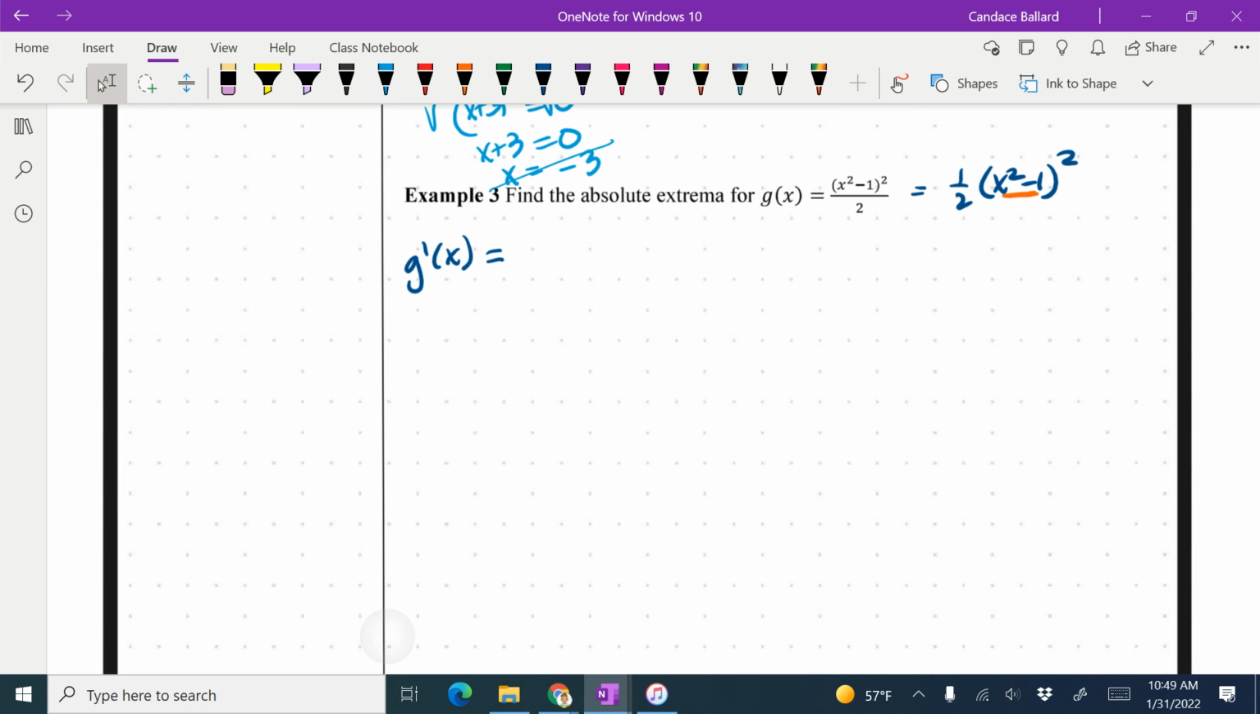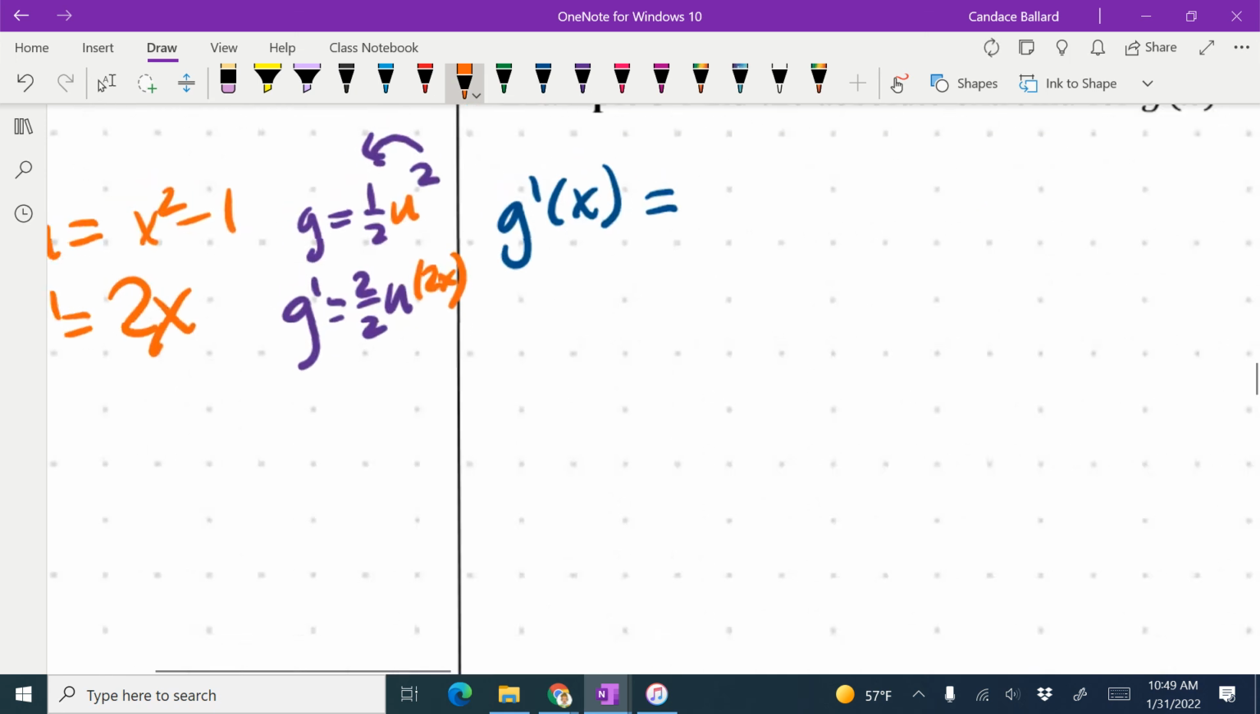All right, I'm going to put my u off to the side. I'm still doing this the long way. So u is x squared minus 1. So what is u prime equal to? 2x, okay. And I'm just calling it g, right? So g equals 1/2 u squared. So g prime is equal to, where's this 2 going to go? Yep, so I end up with 2 over 2 u times the derivative of the inside, which is 2x. Sorry, that got really tiny.